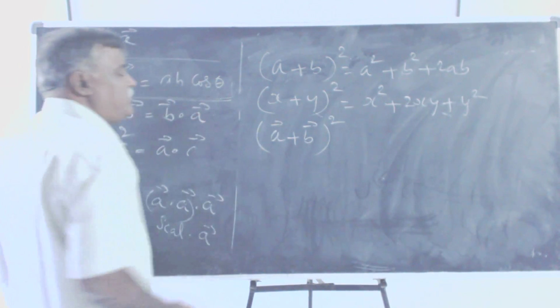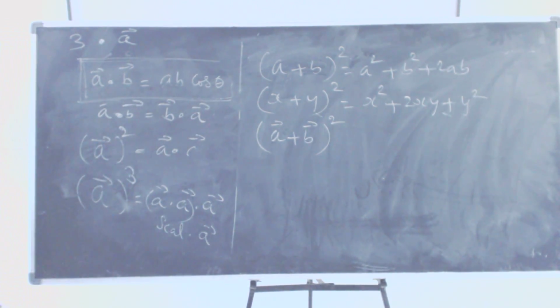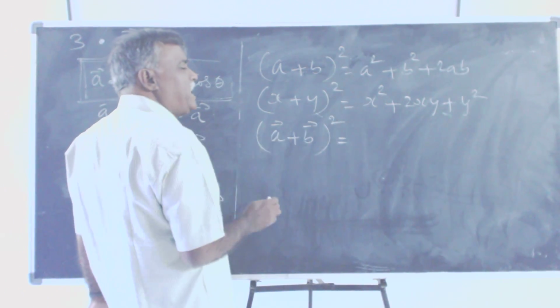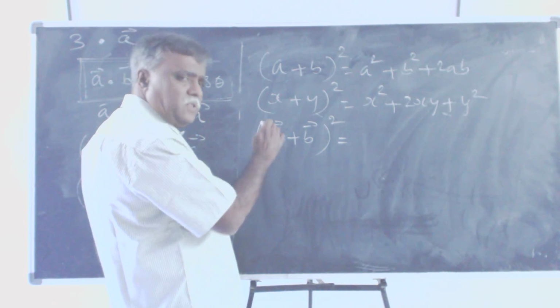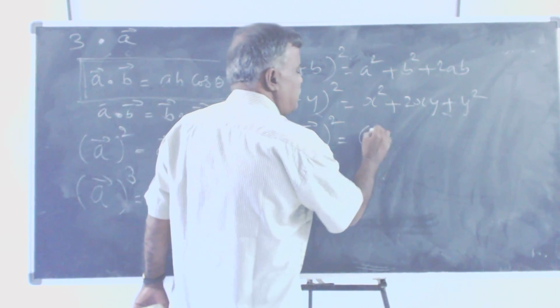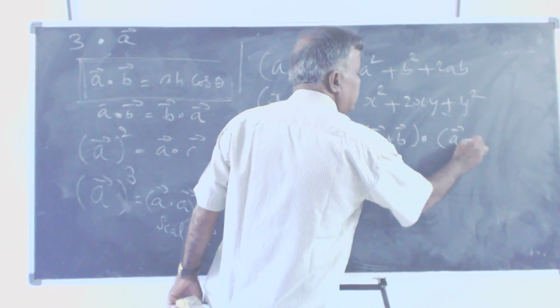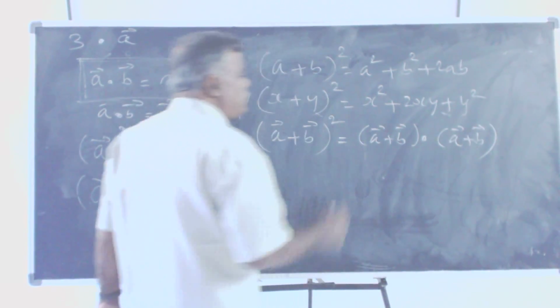Now we are going to see the formula for vector A plus B the whole square. A plus B whole square in terms of vector. What will happen? What is meant by square? Square means take dot product with the same vector. So A plus B dot A plus B. So first is common sense.